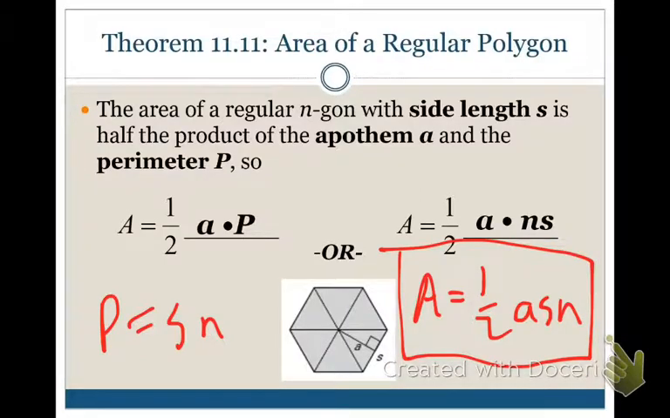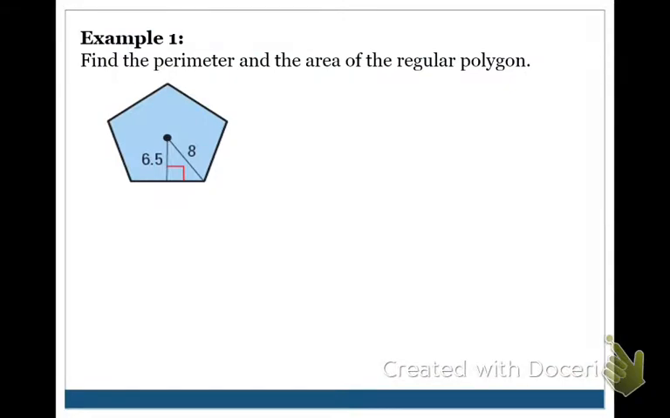Let's look at some examples. Find the perimeter and area of the regular polygon. Let's find the perimeter first. What do I need to do to find the perimeter? How can we do that? Yes. Find the side length using the Pythagorean theorem. Right, we've got to do the Pythagorean theorem.